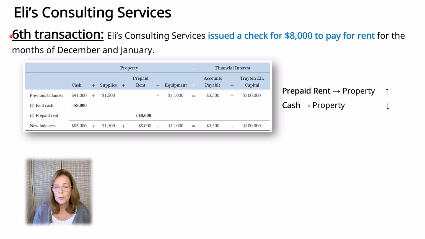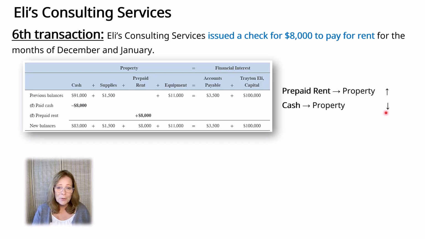So what do we need to do when Eli's Consulting issues a check for $8,000 for rent for the month of December and January? Let's break that into part 1 and 2. First, the business now has a new property account called prepaid rent. So prepaid rent, the property account, increased. And the company's cash account decreased again.